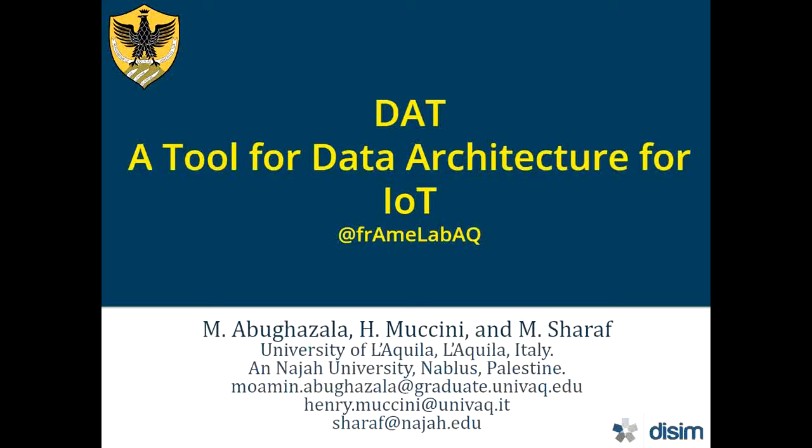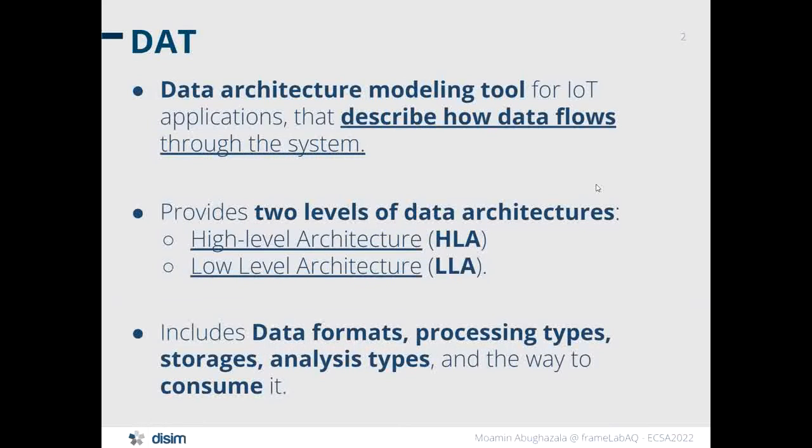DAT is a data architecture modeling tool for IoT applications that describes how data flows through the system from the generation to the data consumption. It has the ability to provide two levels of data architecture, high-level architecture and low-level architecture. The description includes data format, data processing type, storage analysis type, and a way to consume the data.